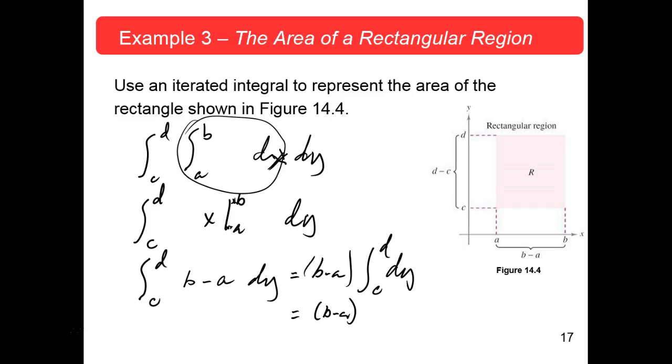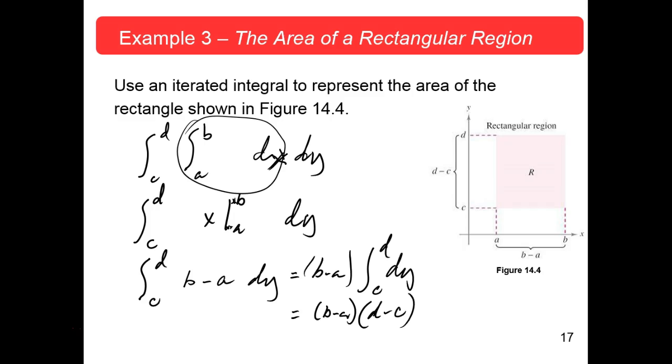Of course, b minus a is the length along the x-axis, and d minus c is the length along the y-axis. Length times width is the area of a rectangle. Of course it is, right? So like I said, you could have done this without calculus so much easier. Length times width, that's the area of the rectangle. But you got it through calculus too. Right?